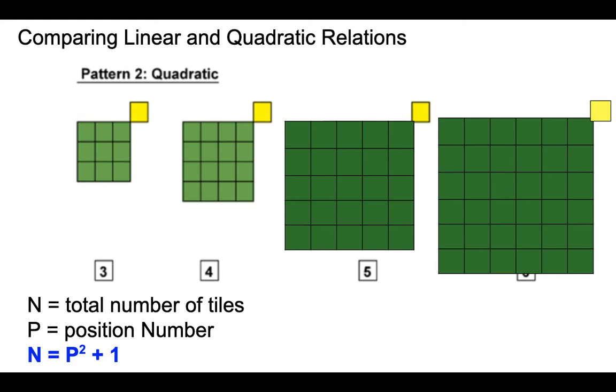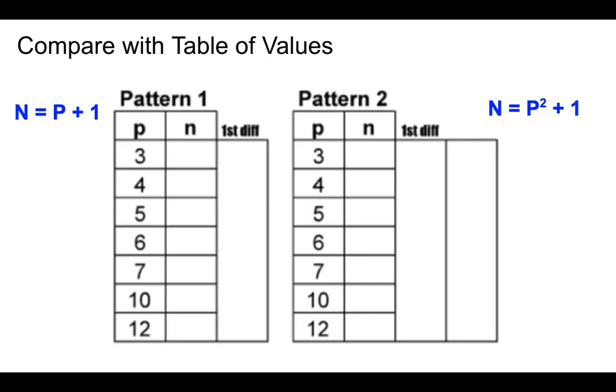What are other ways we could tell the difference between linear and quadratic relationships? Okay, so another way is to do it with a table of values. So here I have the same tables, but we're going to look at pattern 1, which followed the relationship n equals p plus 1. So if I do that here, my p is 3. So that means my n is 3 plus 1, which is 4. And we're going to continue on with all of these.